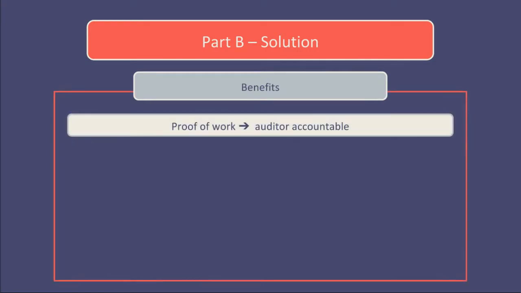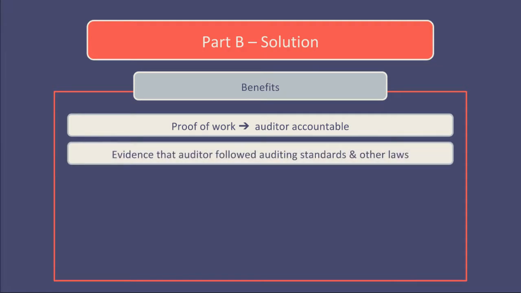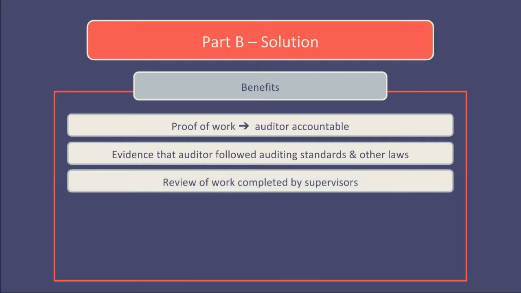By recording evidence in the audit file, it proves that the auditor did the work. It makes them accountable for their work. This then gives evidence that they followed the auditing standards and any other relevant laws and regulations. It proves the work was completed in detail in case there was ever a need to prove it. The evidence documented will assist when forming the independent opinion on the financial statements at the end of the audit process.